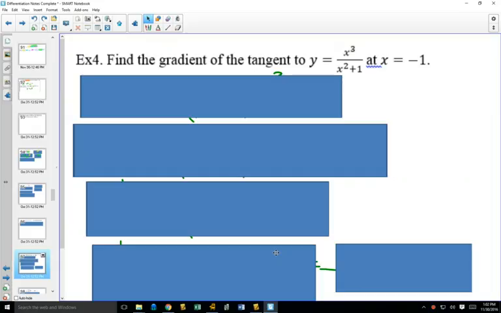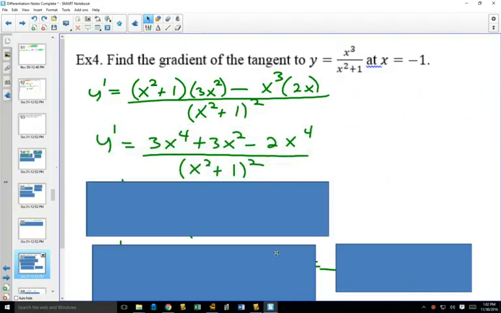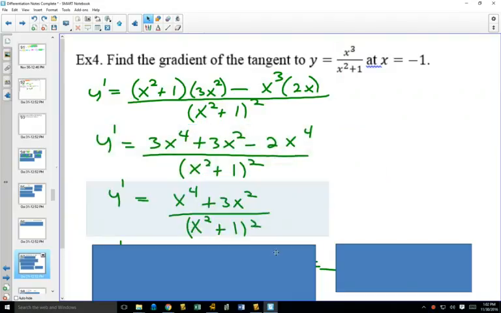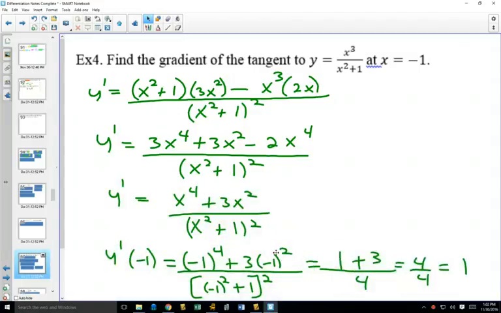So then finding the slope of a tangent, find your derivative. Again, you can simplify if you like. Plug in -1, simplify that again, and the slope happens to be 1.